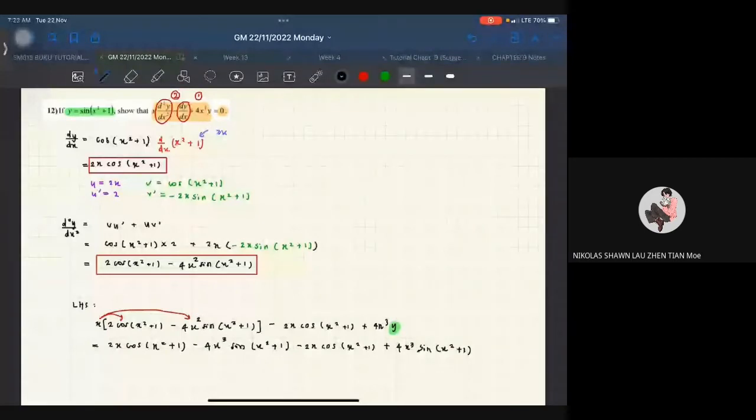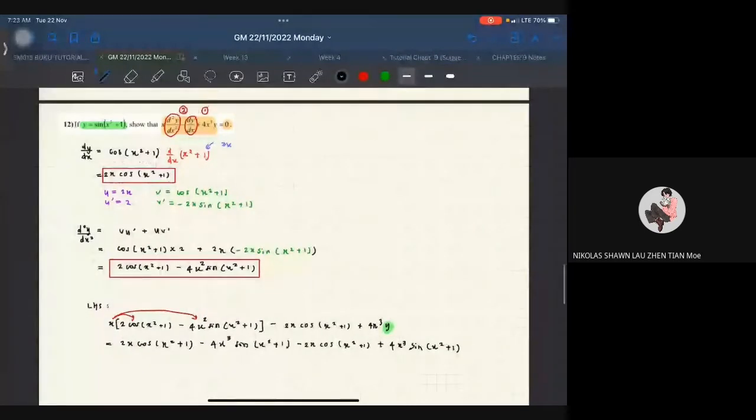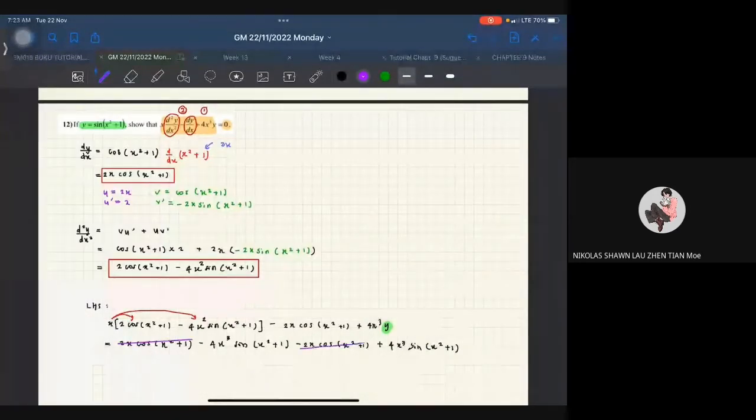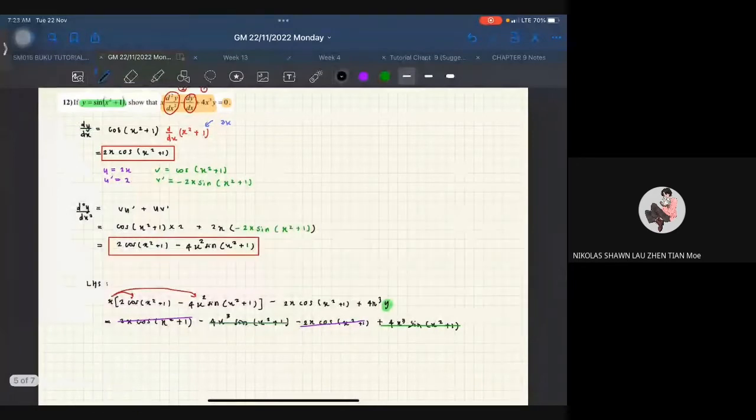Okay, so kalau awak tengok dekat sini, you can actually cancel out everything. Okay, so this one 2x cos x square plus 1, you cancel it with this one. Okay, and then lagi satu yang ini kita cancelkan dengan yang hujung sekali. Okay, so dapatlah sama dengan 0. Shown. Buruknya shown kan.